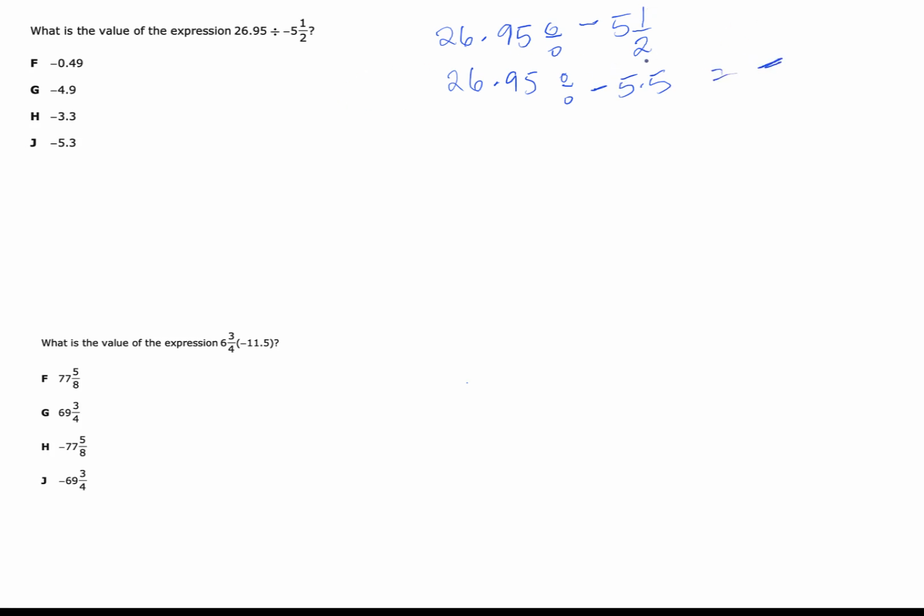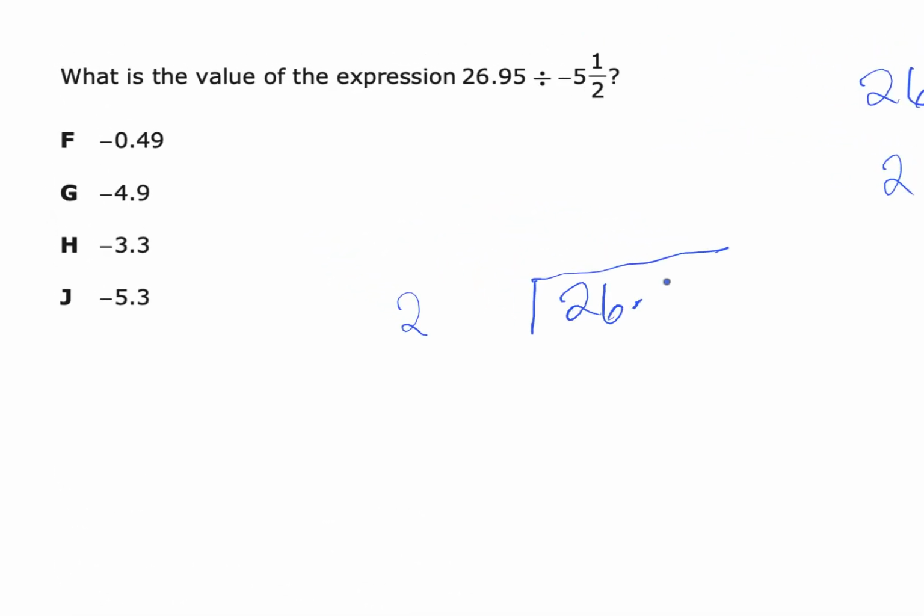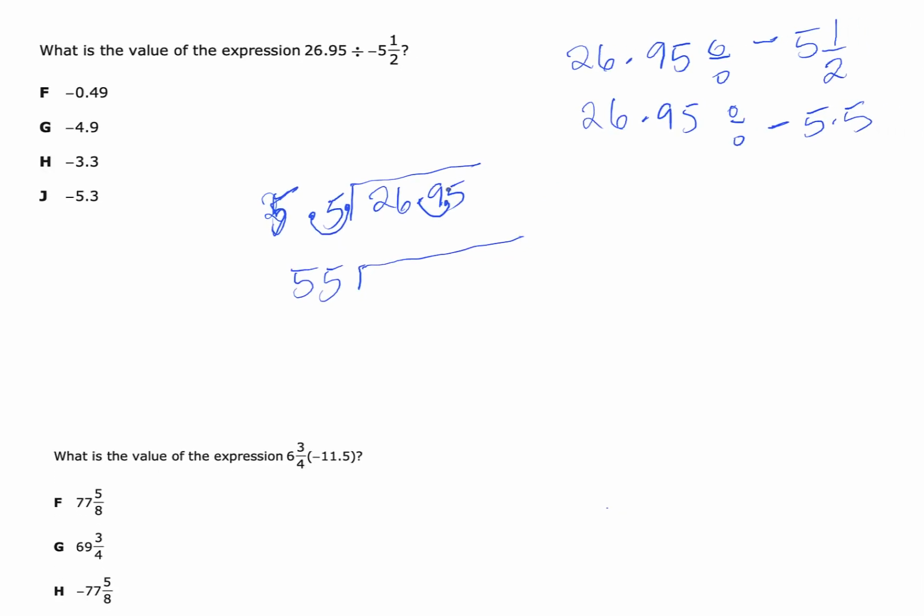And remember, a half is 0.5. So when I go on the side, I have 26.95, and then I have my 5.5. Now, before I can divide, I need to make this a whole number. So I'm moving the decimal one place to make it 55. And then I have to move this one place to make it 269.5. And then my decimal comes up.